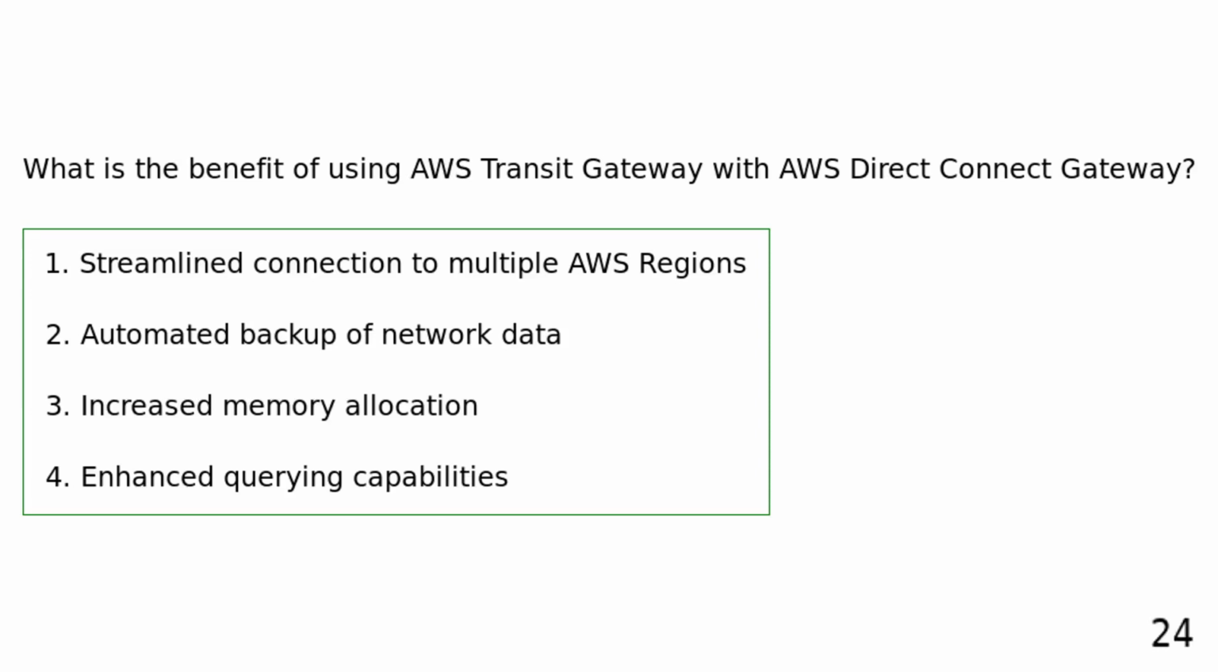What is the benefit of using AWS Transit Gateway with AWS Direct Connect Gateway? Streamlined connection to multiple AWS regions. Automated backup of network data. Increased memory allocation. Enhanced querying capabilities.